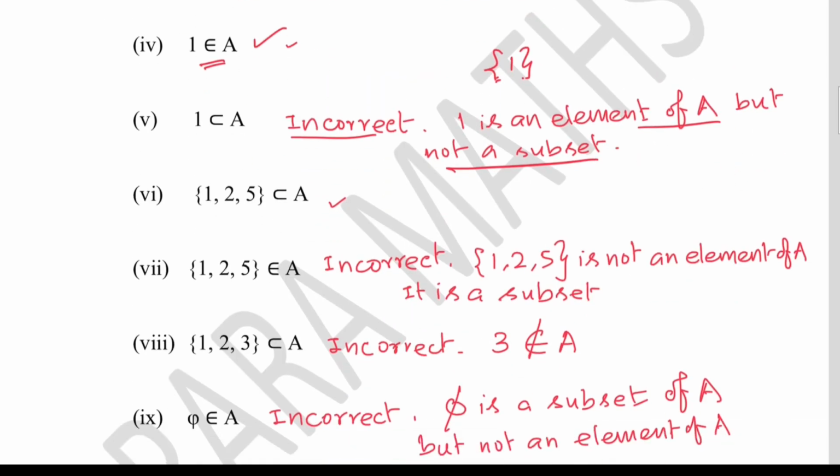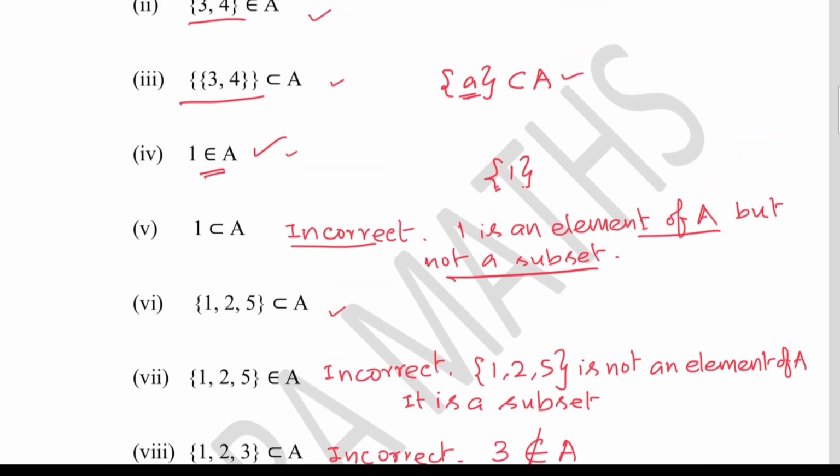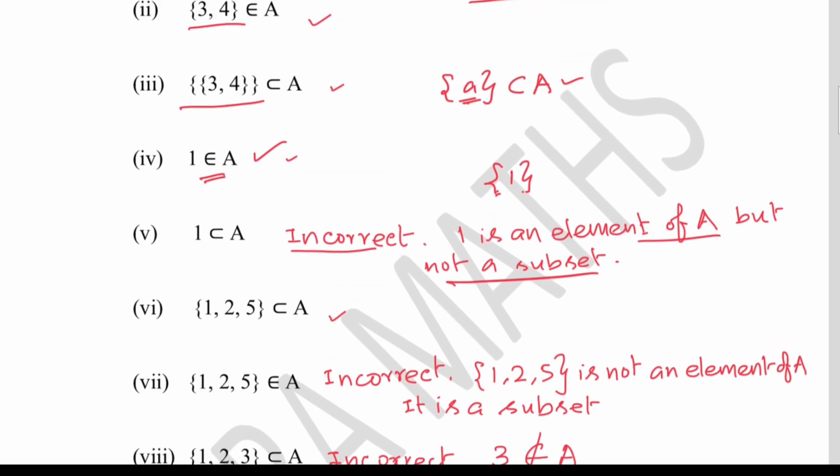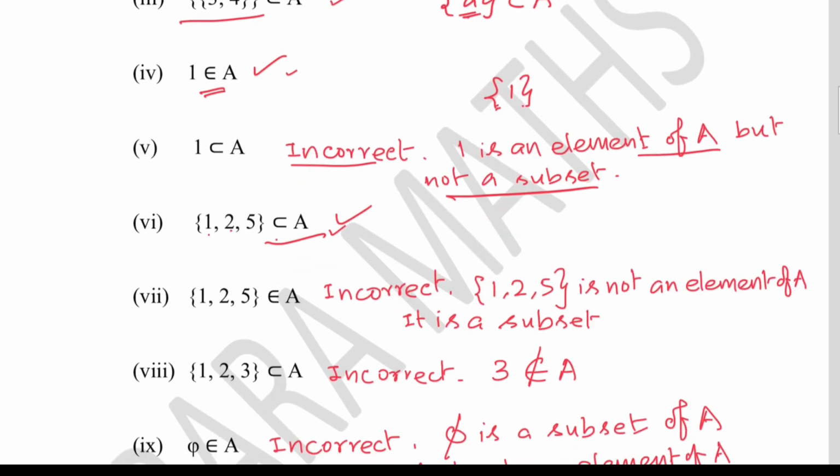And the set of 1, 2, 5 is a subset of A. It is correct because 1, 2, 5 are all elements of set A. Therefore, if you take a few elements from the set, it forms a subset. So it's a correct statement. And 1, 2, 5 belongs to A. So it's incorrect because 1, 2, 5 is a subset, not an element. It's a set of elements. So it's a subset.